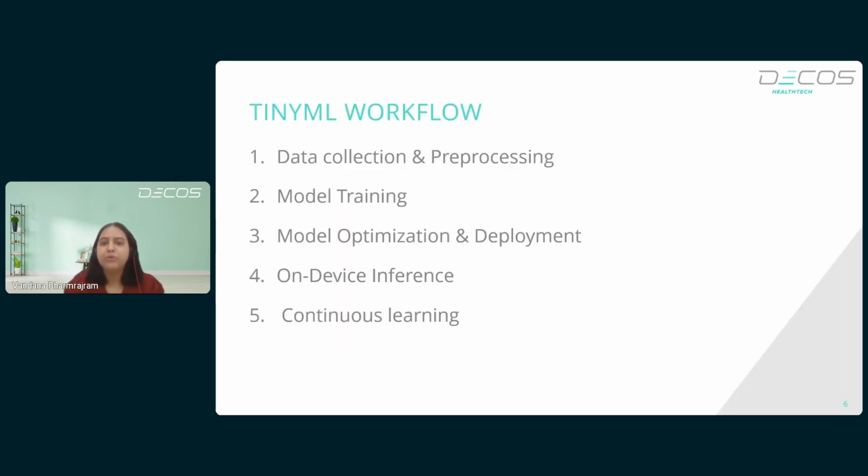Now I will walk you through the TinyML workflow, explaining how machine learning models are designed, optimized, and deployed on tiny, low-power devices. The TinyML workflow consists of 5 key stages: data collection, model training, model optimization and deployment, on-device inference, and continuous learning. TinyML models follow a structured process to ensure that AI models can run on resource-constrained hardware with minimal power consumption.